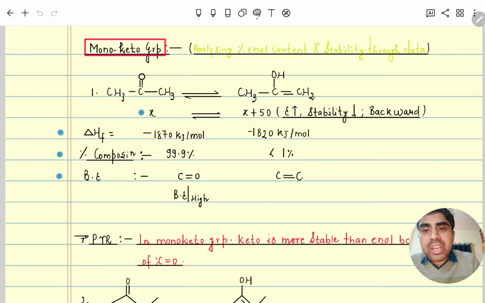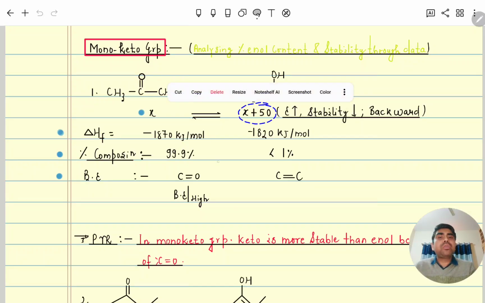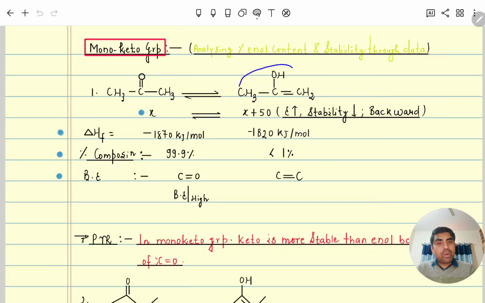Experimentally its enthalpy of formation is minus 1870 kilojoule per mole, but here you can see its enthalpy of formation is 8020 kilojoule per mole. Means how much extra energy does it have? Extra 50 kilojoule per mole. Since it has more energy and bond strength is less, the energy released during bond formation is less. Here bond strength is more, so energy released is more, so overall its stability is more.